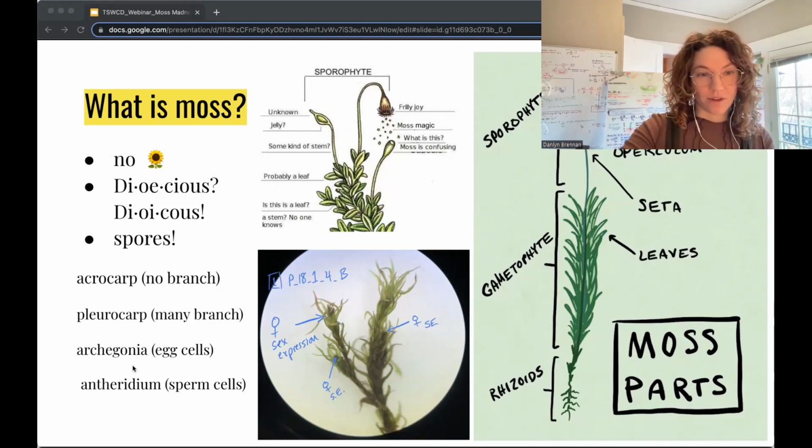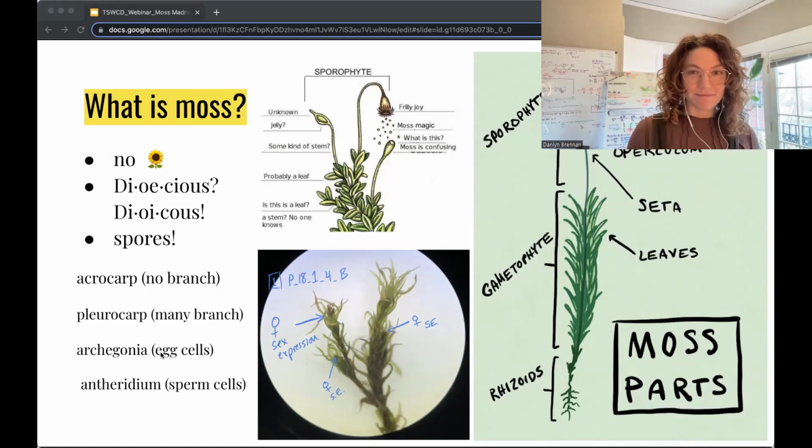So, did I say that wrong? No, I mixed it up. The antheridium produces the sperm cells and the archegonia produces the egg cells. And the moss sperm actually end up swimming to the archegonia to fertilize the egg to then create a zygote, right?